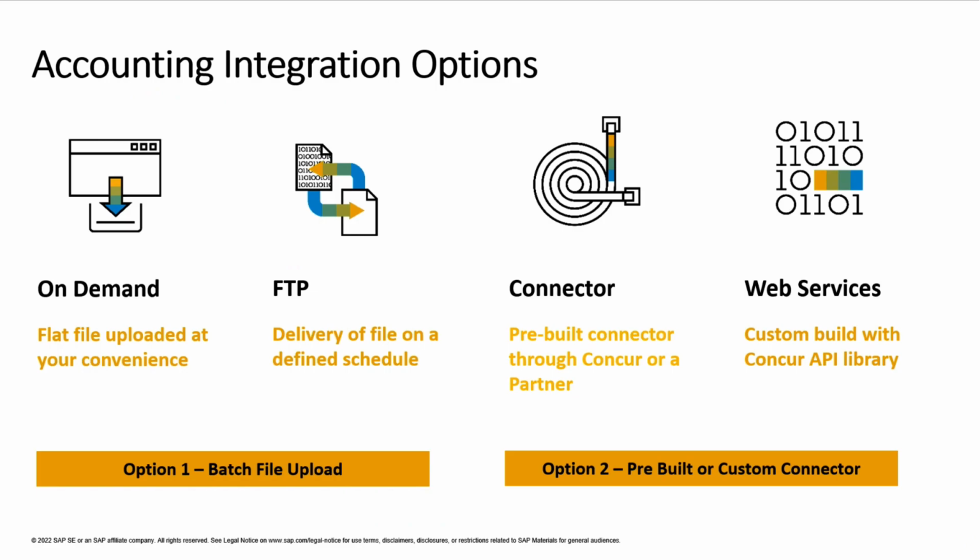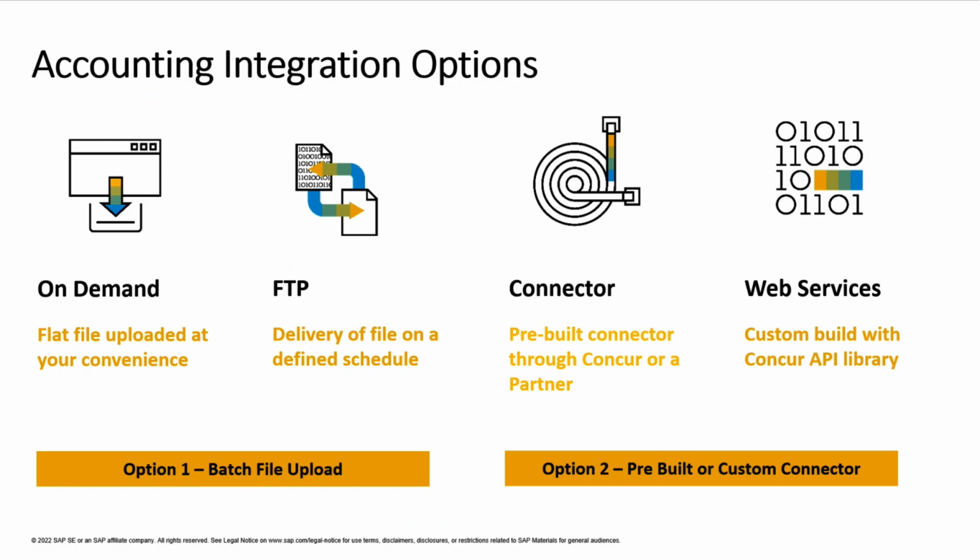The second type is a pre-built or custom connector. A connector will push and pull data to and from your accounting system without a file. SAP has a number of connectors that are pre-built, and we work with a number of partners that also have built connectors to specific accounting systems and other systems. These are tried and true partners, and it is not easy to become a Concur partner, so they go through a very substantial vetting process on our end, and those connectors do have a lot of support.